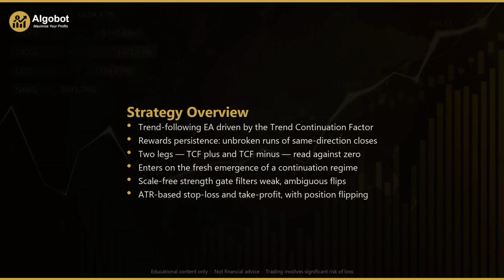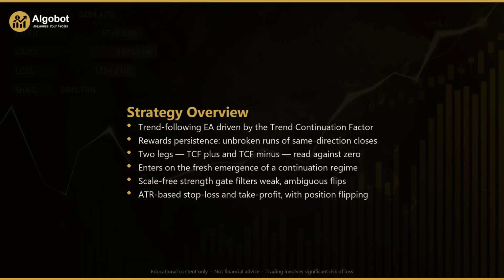Most momentum tools simply measure how far price has traveled. The Trend Continuation Factor asks a subtler question. It rewards persistence. A run of same direction closes builds up what we can think of as continuation force, but the moment price moves the other way, that side's force is reset to zero. The core insight is that a real trend is not just net displacement, it is uninterrupted displacement.